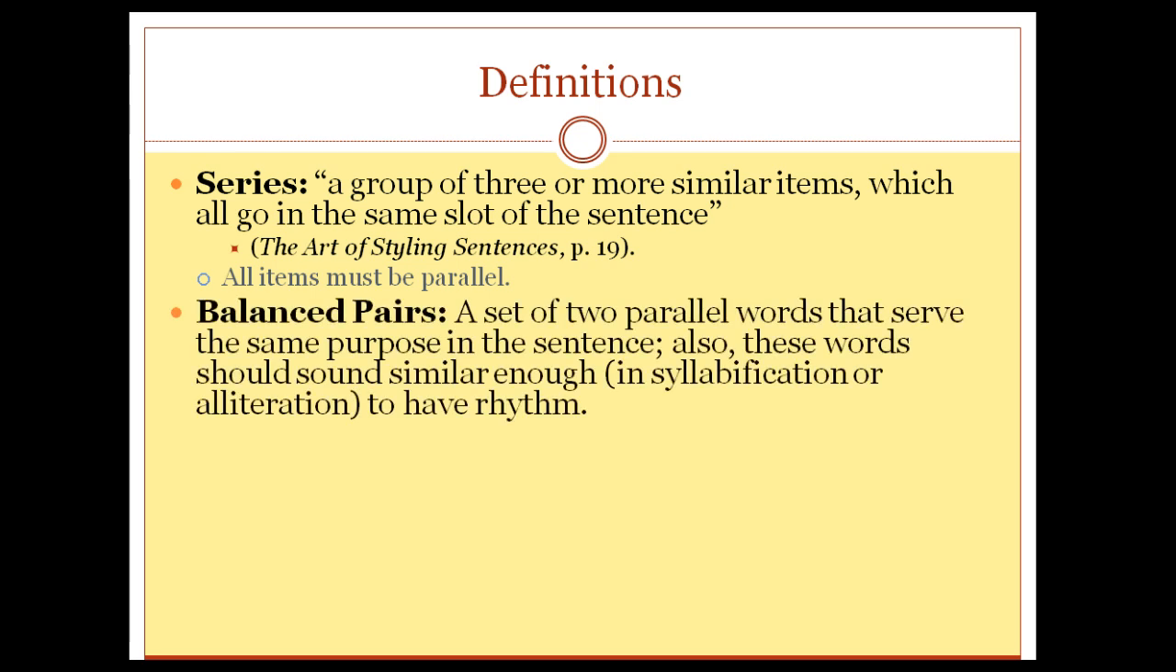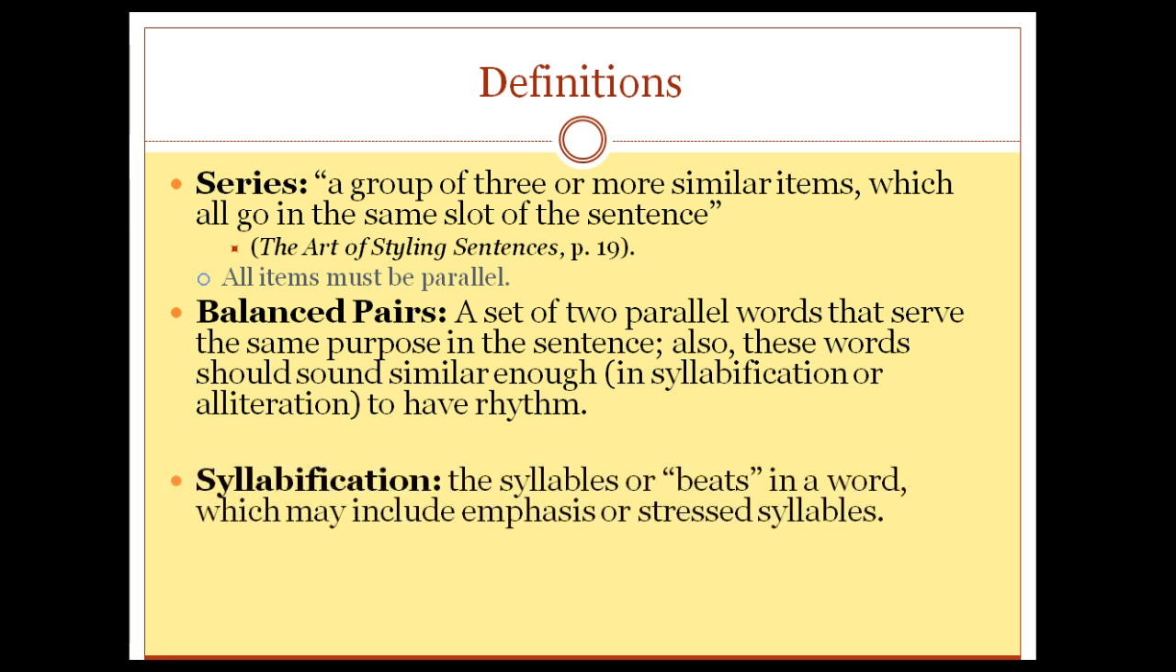A balanced pair is a set of two parallel words that serve the same purpose in a sentence. Also, these words should sound similar enough in syllabification or alliteration to have rhythm. So now we're not just putting these in series because they serve the same purpose, but also because of how they sound or how they might feel when spoken aloud.